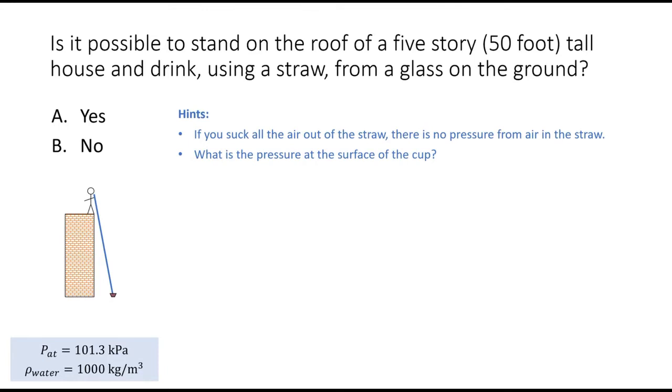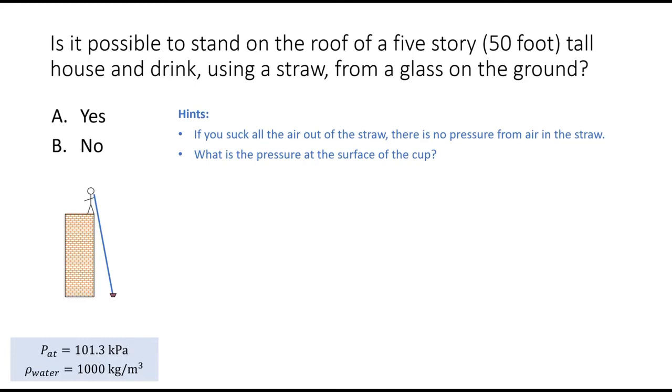First of all, if you are sucking on a straw, you would suck all of the air out of the straw, and so you would create a vacuum in the straw between your mouth and any fluid in the straw. So there is no air in there to create pressure at the top of the straw. My next hint is to think about what the pressure is at the surface of the cup. My last hint that I forgot to write out here is that 1 meter is approximately 3 feet. That's one last thing that you might need to know.